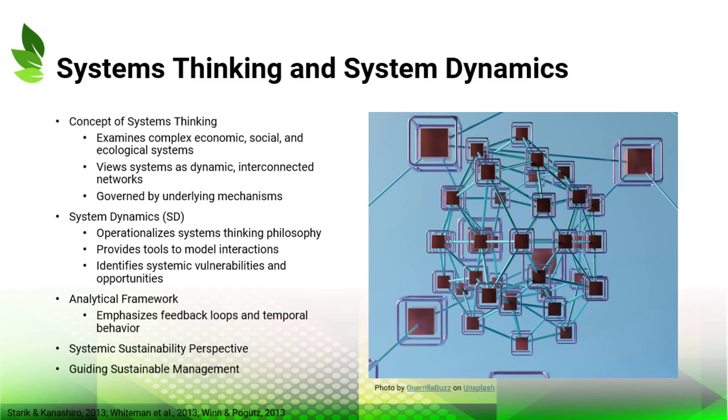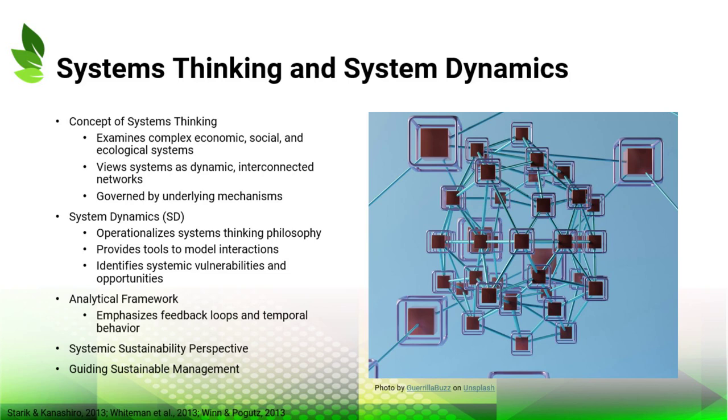Systems thinking examines complex economic, social, and ecological systems as dynamic, interconnected networks governed by underlying mechanisms. It provides a holistic view, emphasizing how different components interact and influence each other. System dynamics operationalizes this philosophy by offering tools to model these interactions, identify vulnerabilities, and uncover opportunities for positive change. The analytical framework focuses on feedback loops and temporal behavior, helping us understand how actions reverberate through ecosystems and organizations.